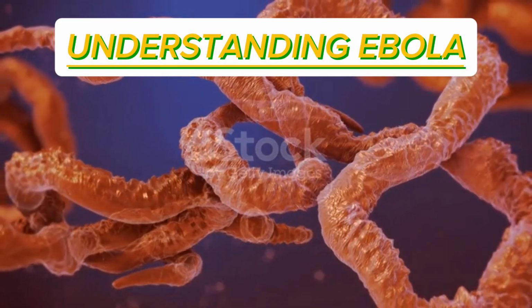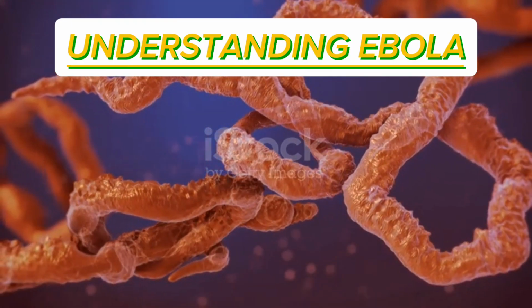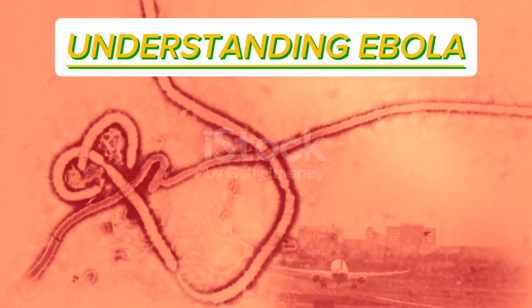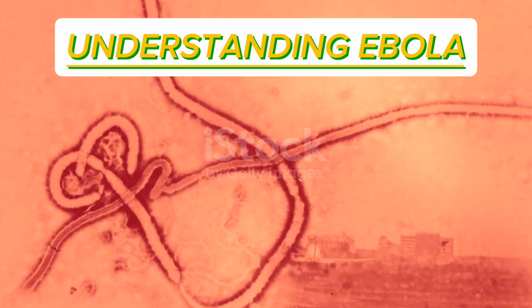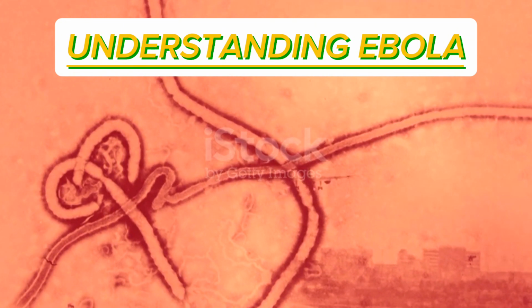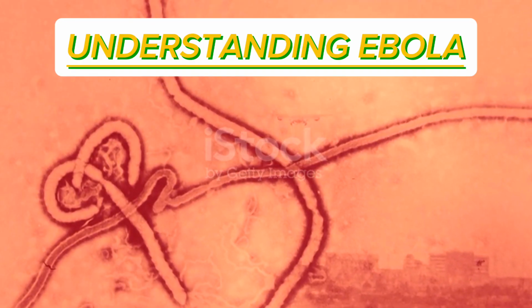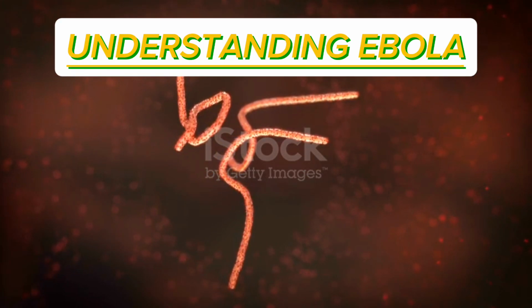2. Transmission of the Ebola virus. The Ebola virus is primarily transmitted through direct contact with bodily fluids, including blood, vomit, urine, feces, and sweat, of an infected person. The virus can also spread through contact with contaminated surfaces or objects.